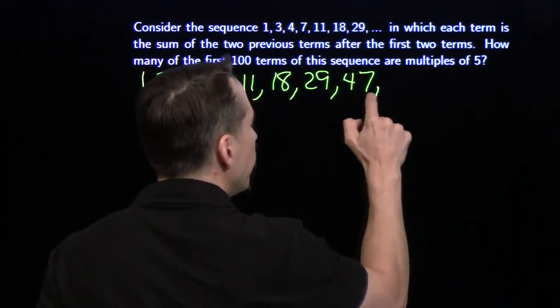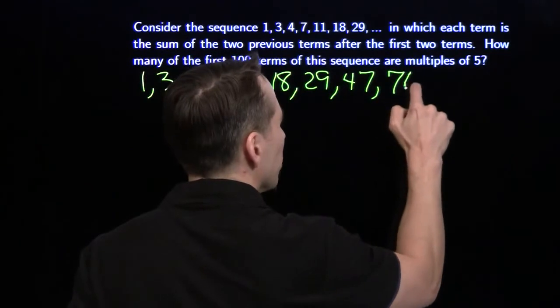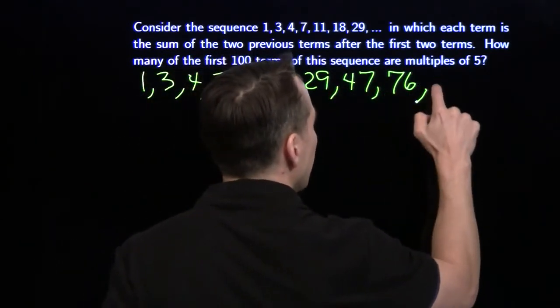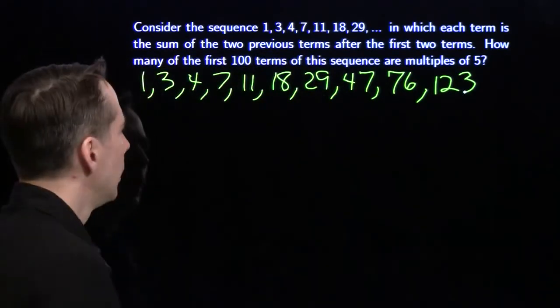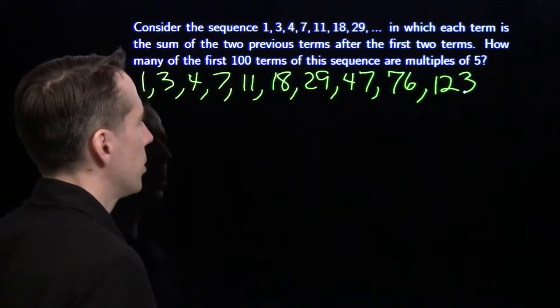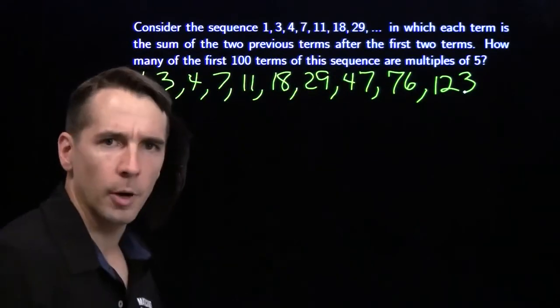Of course, that's what a computer would do, and we don't want to just be computers. 47 and 29 gives us 76, and 47 and 76 gives us 123, because being a computer is boring. Oh boy. So we're going to stop there and start looking for a pattern.